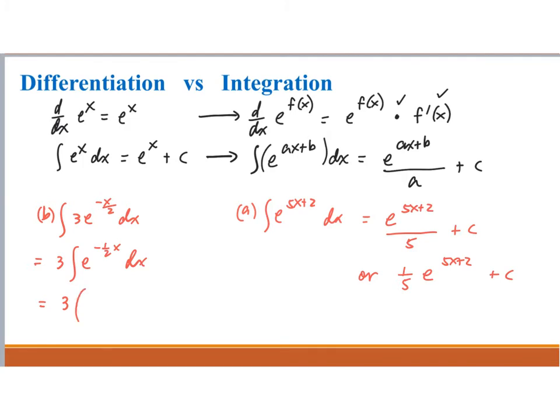So the integral would be e to the negative 1/2 x divided by negative 1/2 plus c. So we could just simplify this a little bit more, because 3 divided by negative 1/2 would just be negative 6. And then maybe we could put back negative 1/2 x to negative x over 2 and then plus c.